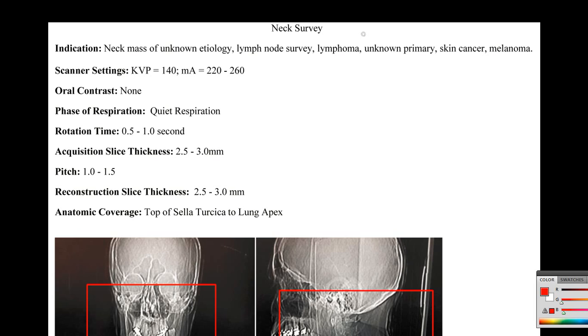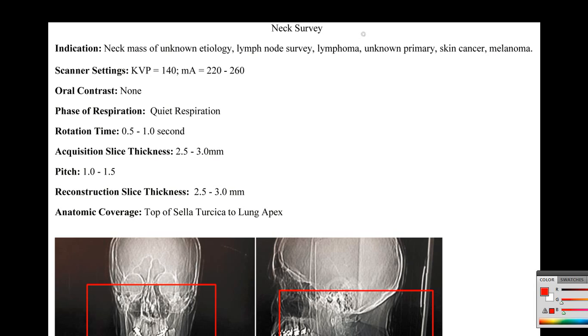The scanner settings, once again, are going to be 140. MA is going to be slightly different, from 220 to 260. Once again, no need for oral contrast. The phase of respiration is once again quiet respiration. Rotation time for the tube is 0.5 to 1 second. The acquisition slice thickness is 2.5 to 3 millimeters.